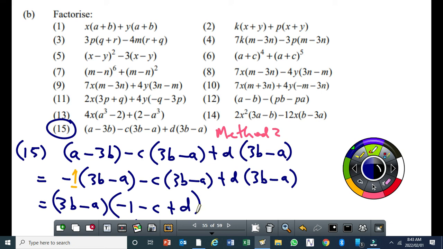Because when you use FOIL, you will come back to that. So the question can have 2 solutions, this one and the other one, depending on which one you decide to change, the first term here or that 3b minus a. So they are both right? Yes, both are right because if you remove the brackets, you come back. If you want, you can try that at home.